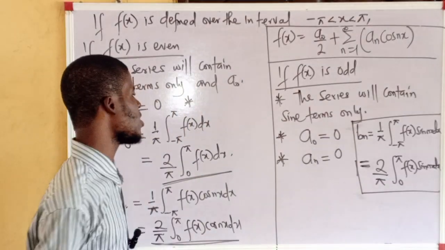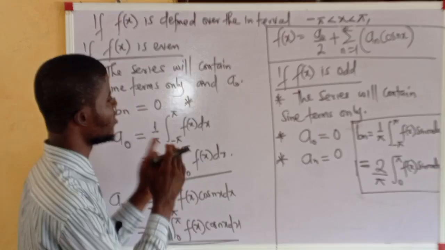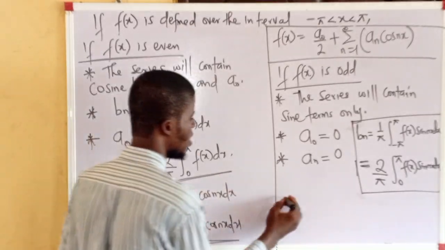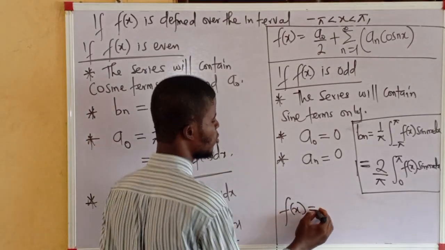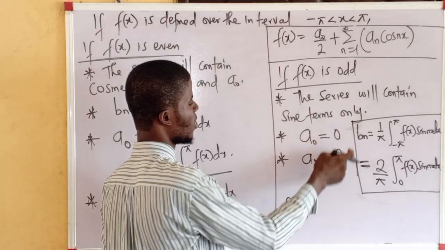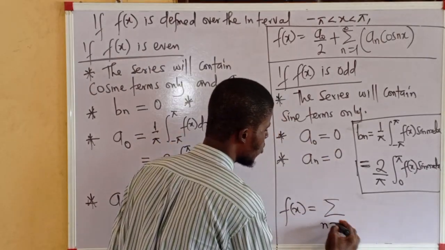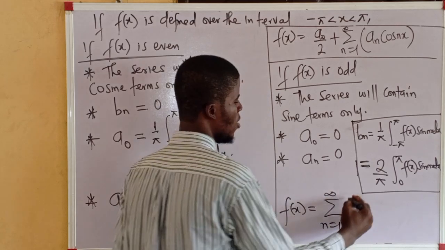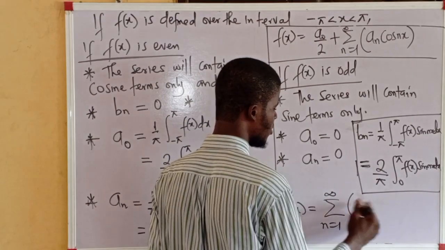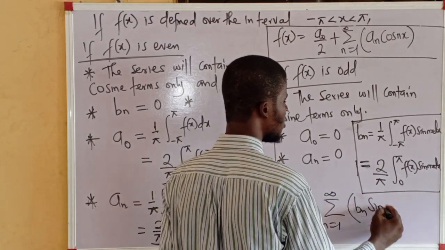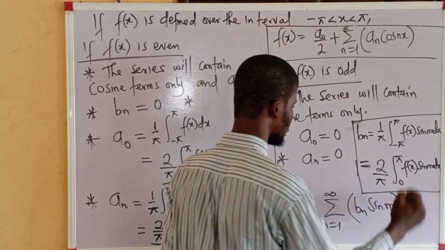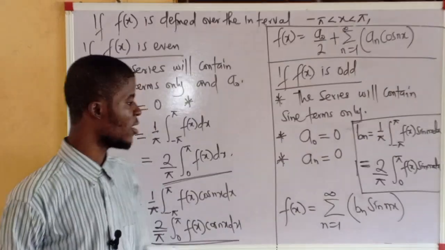Take note. Now, what will be the Fourier series for an odd function? Is this: f of x will be equal to a naught is 0, a sub n is 0. So we'll be needing the summation from n equal to 1 to infinity of b sub n sine nx. That is it.